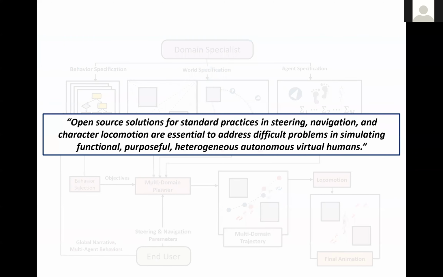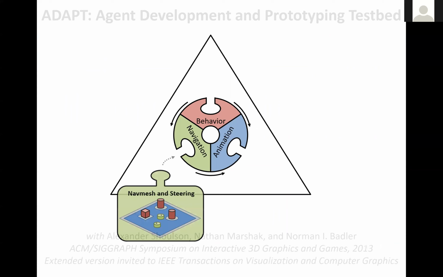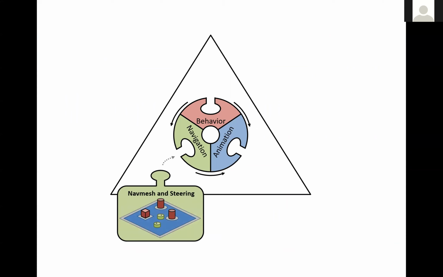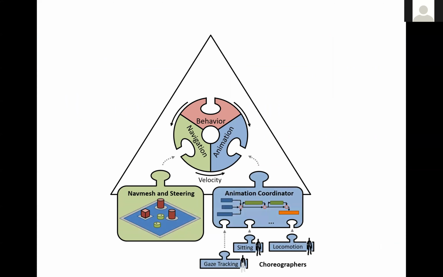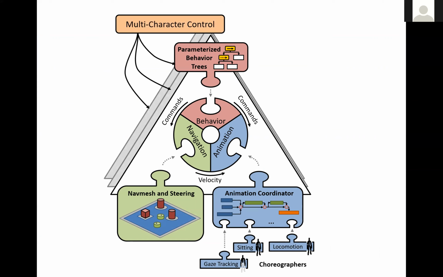Okay, and finally, in an effort to bring all of these solutions together, we've developed this framework which we refer to as ADAPT. ADAPT combines these navigation and steering systems, these animation systems, as well as these behavior authoring systems into one single framework which you can use for multi-character control.